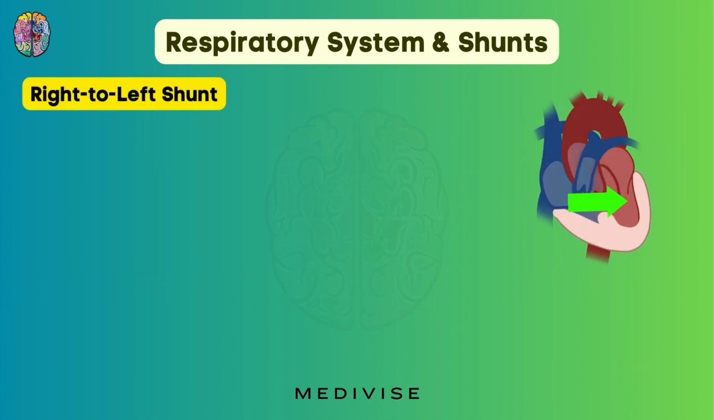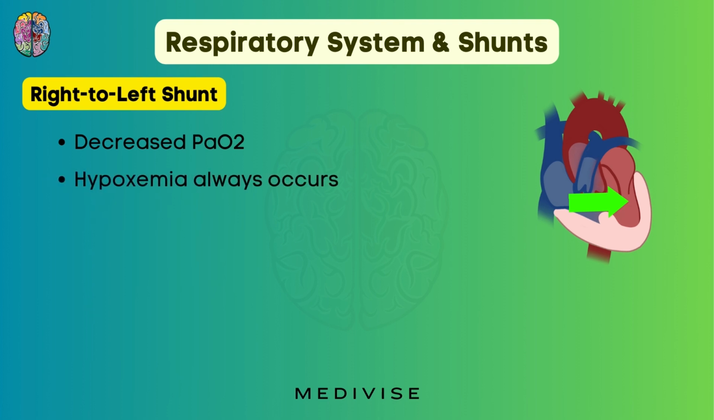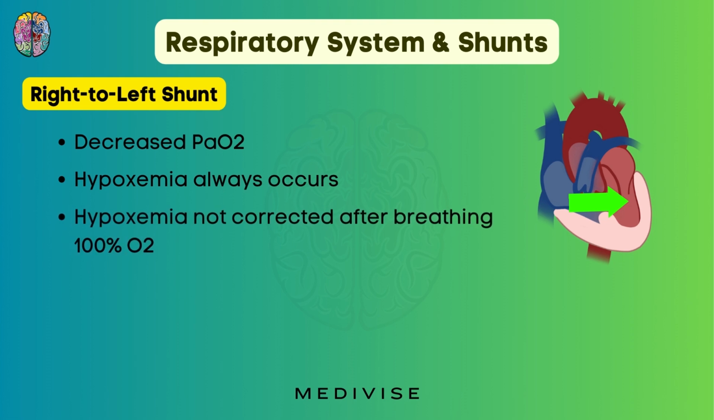First of all, let's see the right to left shunt. What are we going to see here? There will be a decrease in the partial pressure of oxygen, and hypoxemia will always be seen. We'll understand why in a bit. The hypoxemia is not corrected even after giving 100% oxygen and is seen in conditions like tetralogy of Fallot.